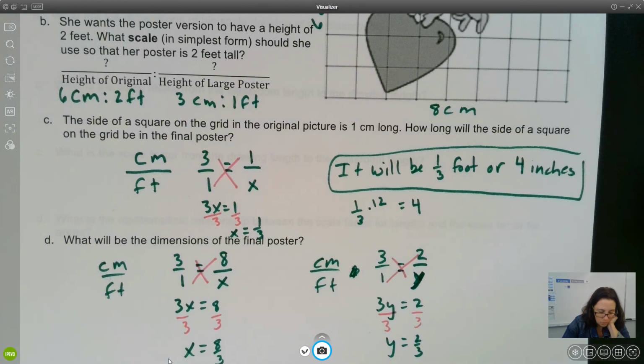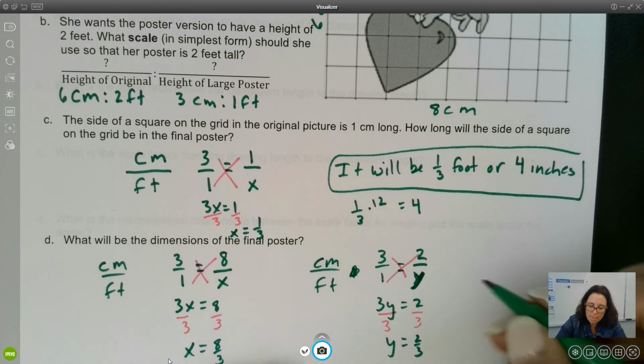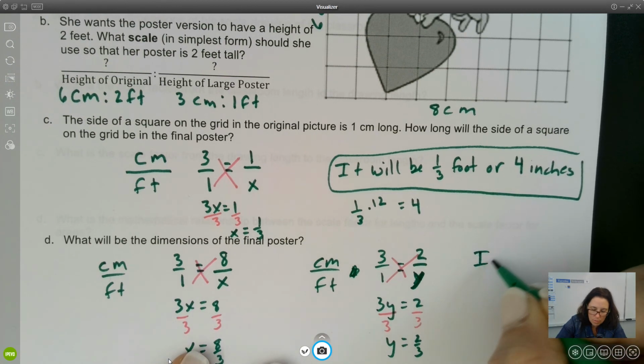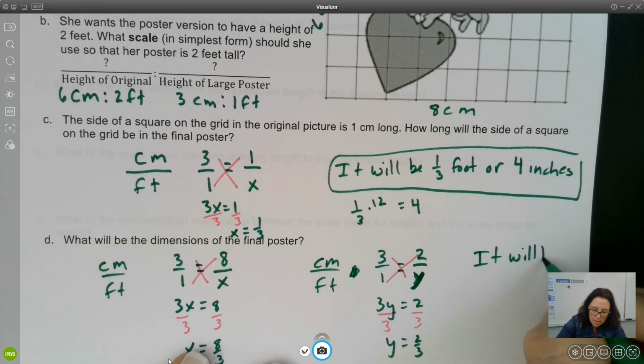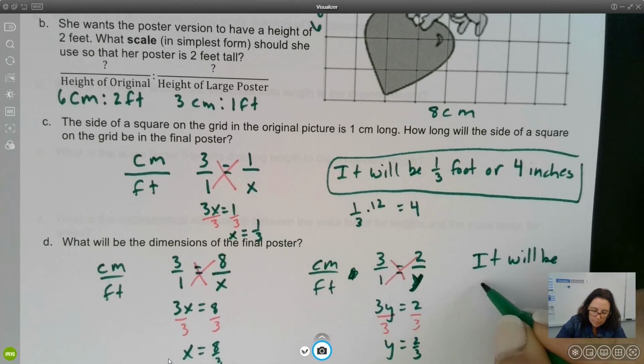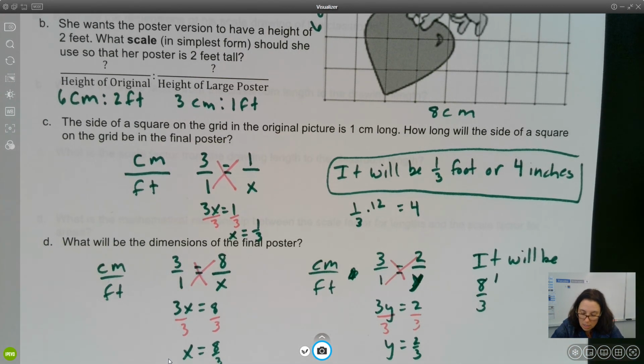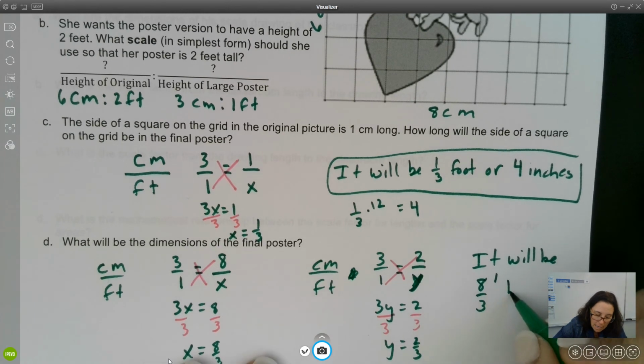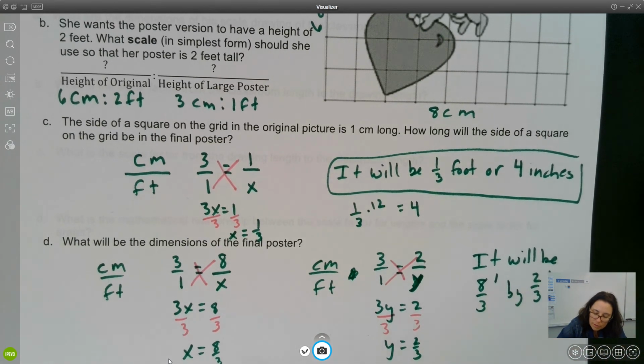Okay, so 8/3, it will be 8/3 feet by 2/3 feet.